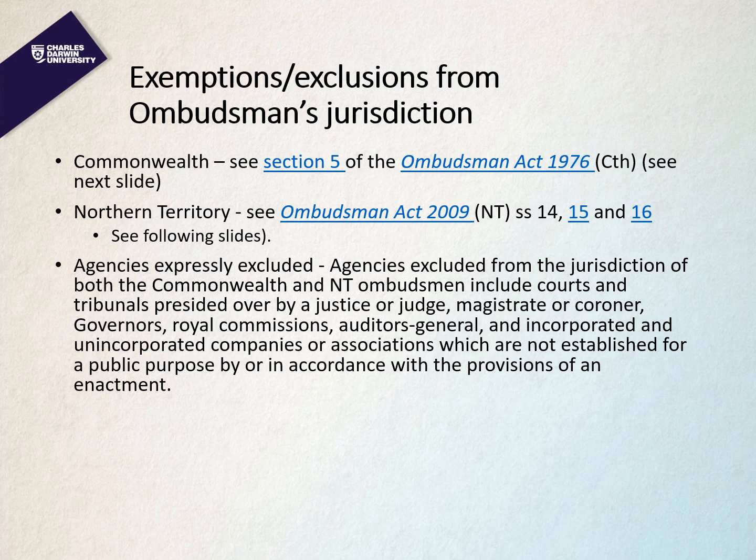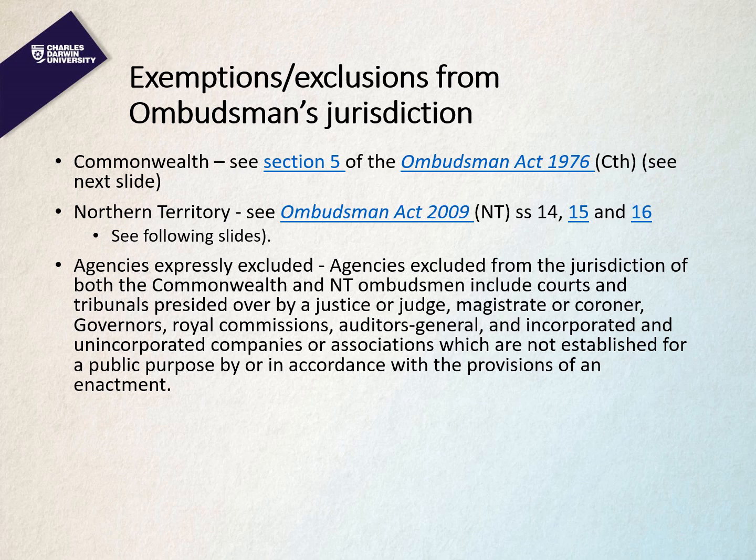Exemptions or exclusions from the Ombudsman's jurisdiction. Well, there are a few of these at both Commonwealth and state level. I've given you some links there to both the relevant provisions of the Commonwealth Act and the relevant provisions of the Northern Territory Act, but I actually extract some of the key provisions in following slides. But agencies expressly excluded from the jurisdiction of the Ombudsman, both at Commonwealth and NT level, and indeed in most other states and territories, if not all of them, include courts and tribunals, like the CATs, presided over by a justice or judge, magistrate or coroner. The Territory does include the CATs, whether they're presided over by a judge or not.